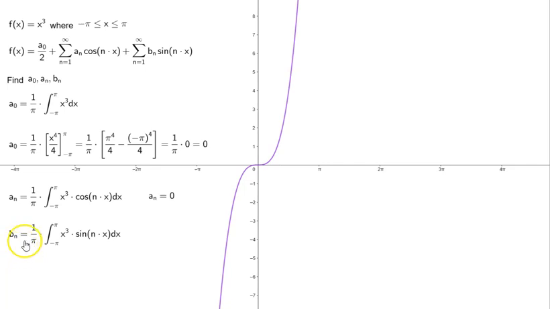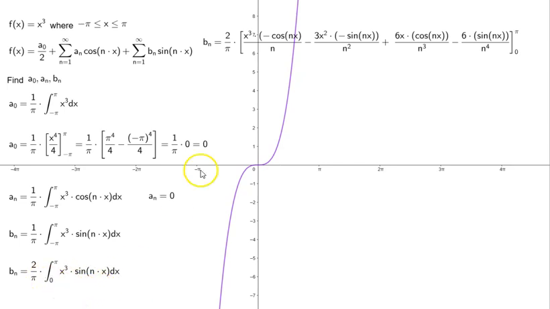Again, we have seen previously bn is equal to 1 by pi times the integral from minus pi to pi of x cube times sine nx dx. Let's do the integration. Now, before we actually do the integration, let's change the interval. Instead of saying minus pi to pi, let's say 0 to pi. Since the interval we are taking here is half, we need to double the integral. So we multiply it by 2.